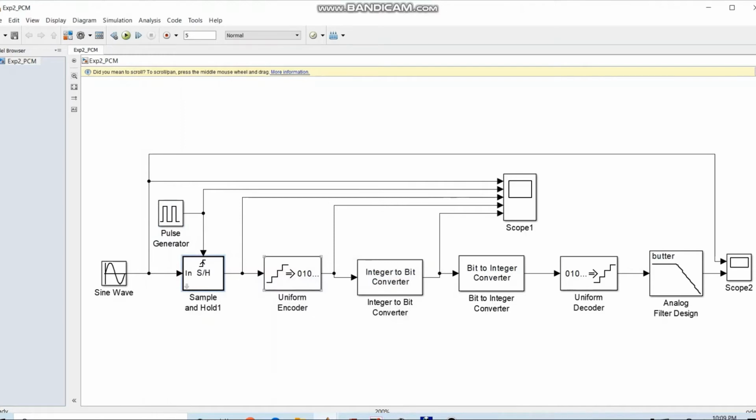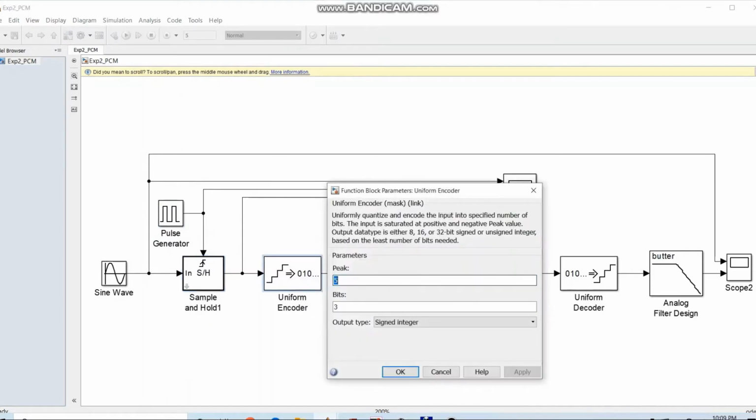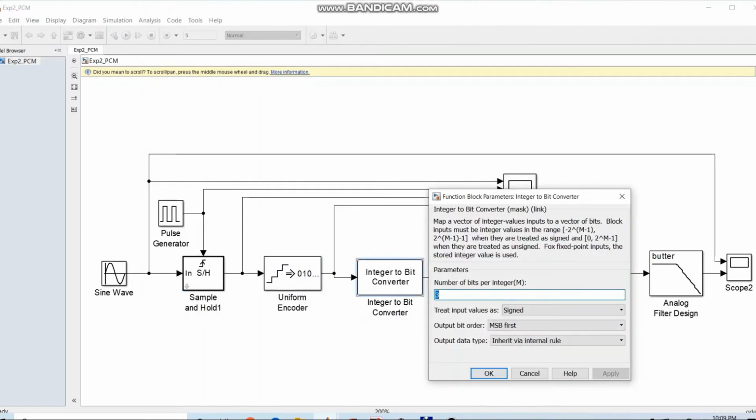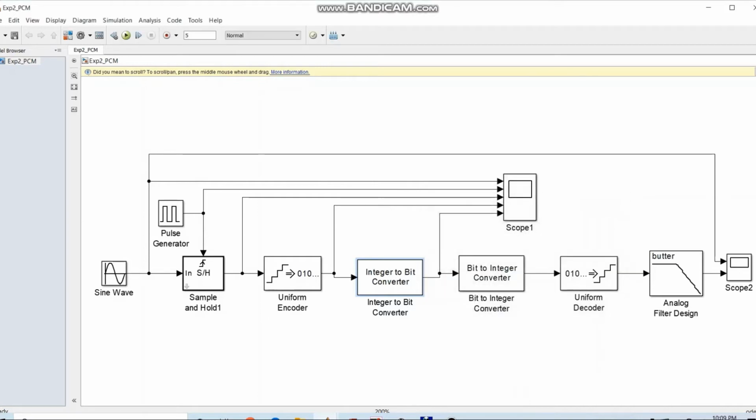The next one is the uniform encoder, where the peak value is 5 volt and the number of bits for each level is 3 bits, and the output type is signed integer. Next one, integer to bit converter, where the parameters are number of bits per integer is 3, input values are treated as signed, MSB first, and inherit via internal rule. These are the settings we have to make. Some of them are already there, some of them we have to make after placing the components or the blocks.